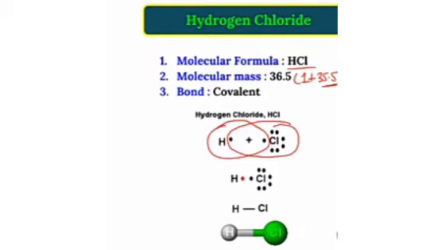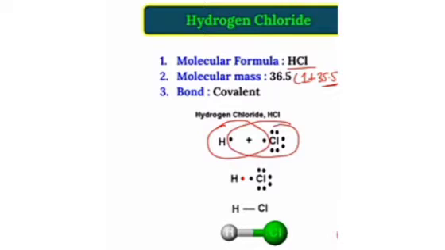Now next is your bond. Which bond is there in the molecule of hydrogen chloride? That is your covalent bond. Why? Because hydrogen chloride is formed by hydrogen and chlorine, and both are non-metals. When two non-metals combine together, they always share electrons, and when sharing takes place, a covalent bond is formed. And how is this covalent bond formed in hydrogen chloride? As you know, hydrogen has 1 electron in the outermost shell and chlorine has 7 valence electrons. So they share 1 pair of electrons and form a single covalent bond.